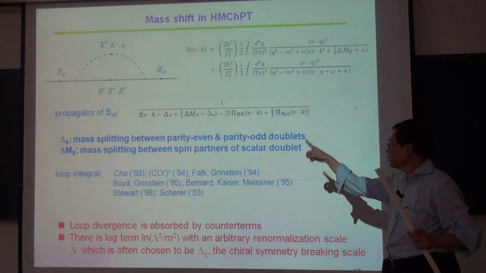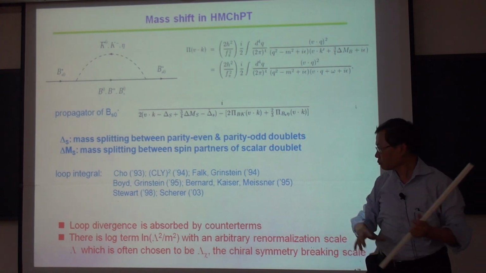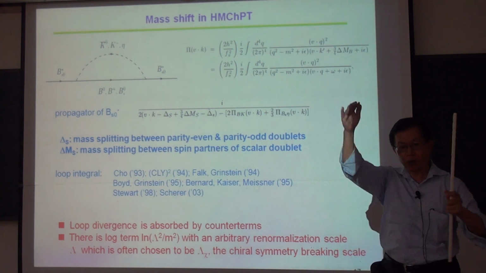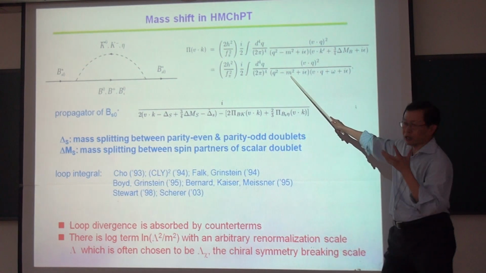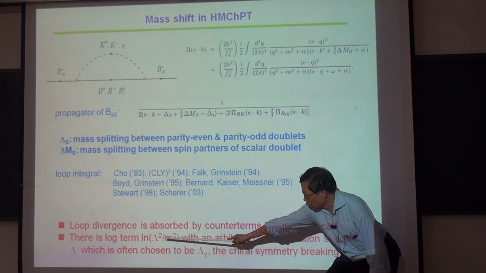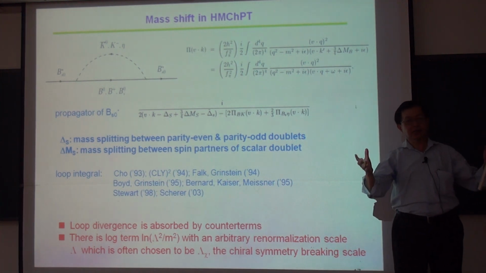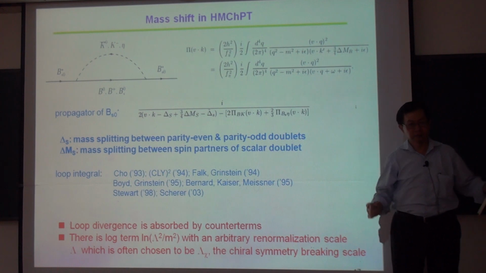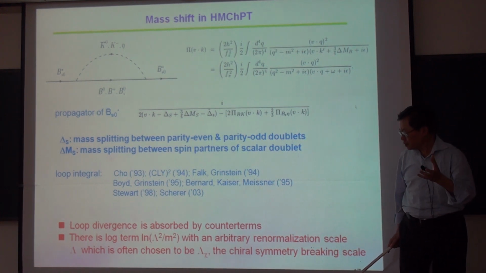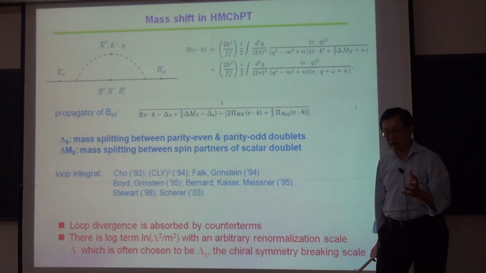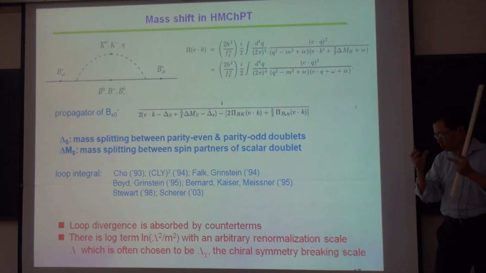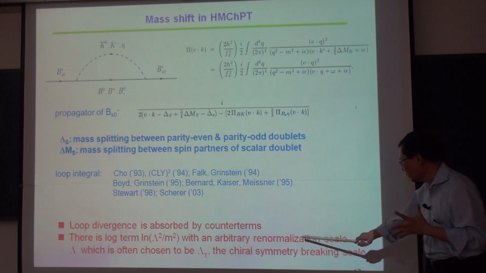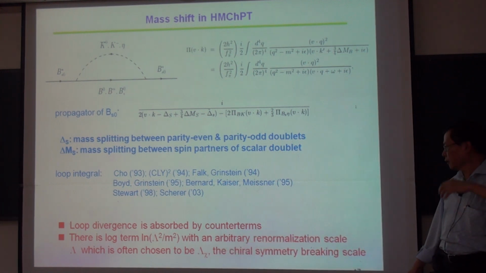In the loop calculation, of course, you have divergence. That divergence will be absorbed by the counter terms order by order, the counter terms in the higher order Lagrangian. Because of the Goldstone boson mass, you will have a log term, log of lambda squared over m squared. Lambda is a renormalization scale, which is arbitrary. Of course, in the full theory, physical results should be independent of the choice of lambda, so lambda will be cancelled out by the counter terms. But normally we don't know the coefficients of the counter terms, so in practice we just identify lambda with lambda chi. Lambda chi is the chiral symmetry breaking scale, which is of order of a GeV.